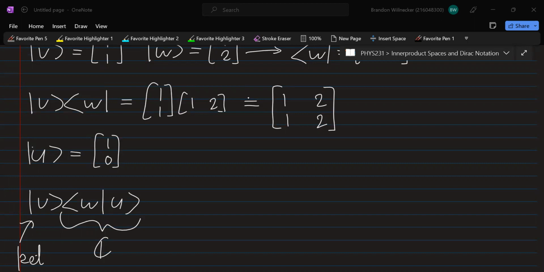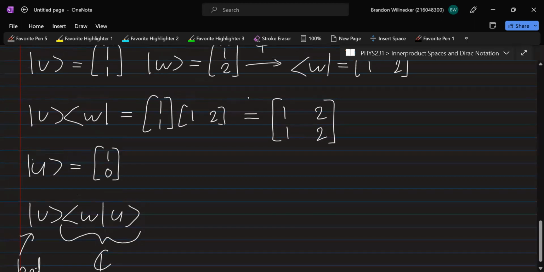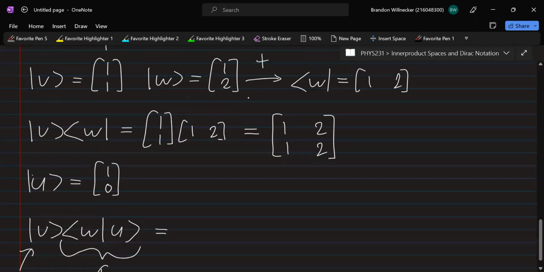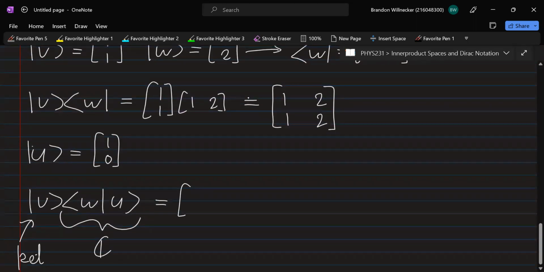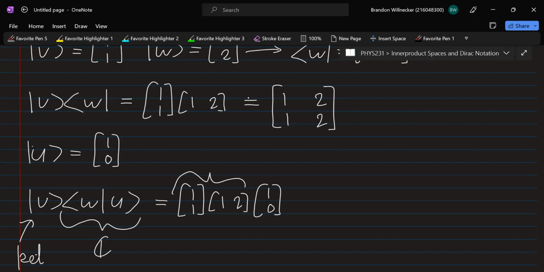But if we use the column vector form and the row vector form, what is this going to be? Well, it's going to be V as we had it, so that's the 1, 1. Then it's going to be W, which we had as 1, 2. And then U, which is 1, 0. But we know that this beginning part is the matrix 1, 2, 1, 2. So this is equal to 1, 2, 1, 2 multiplied by 1, 0.